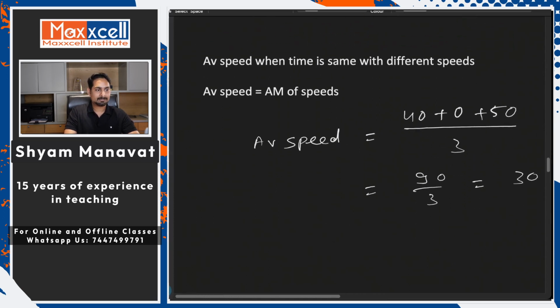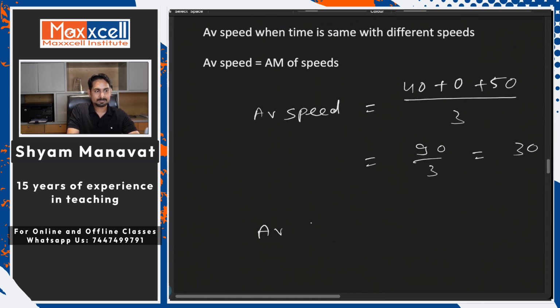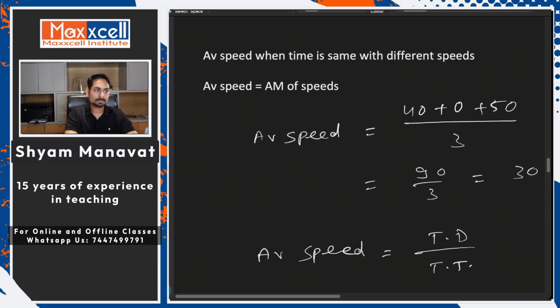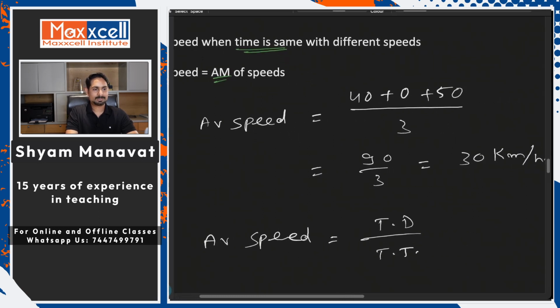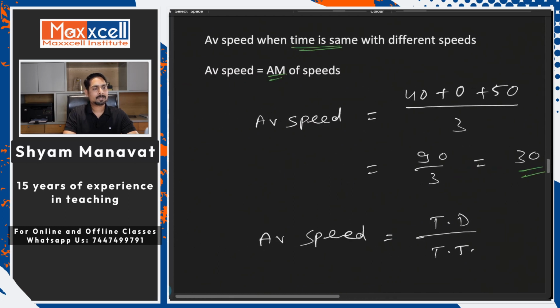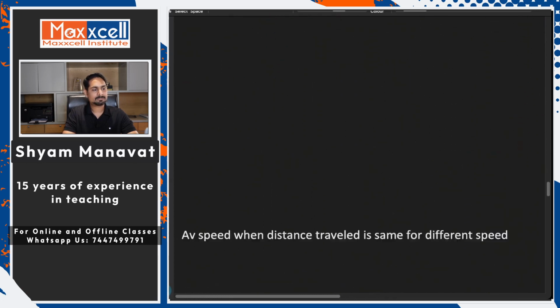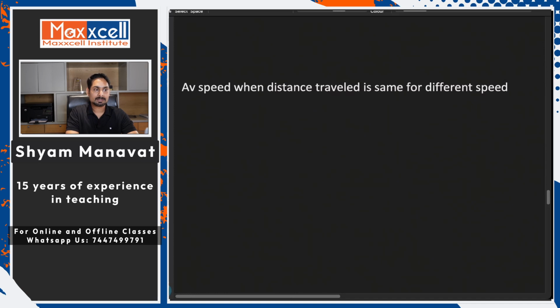Otherwise, what is the root formula of average speed? I'm repeating this again: average speed equals total distance upon total time, right? We can use arithmetic mean to calculate average speed only when time is the same with different speeds. I hope this is clear to you. Great. Now what happens if the distance traveled is the same with different speeds?